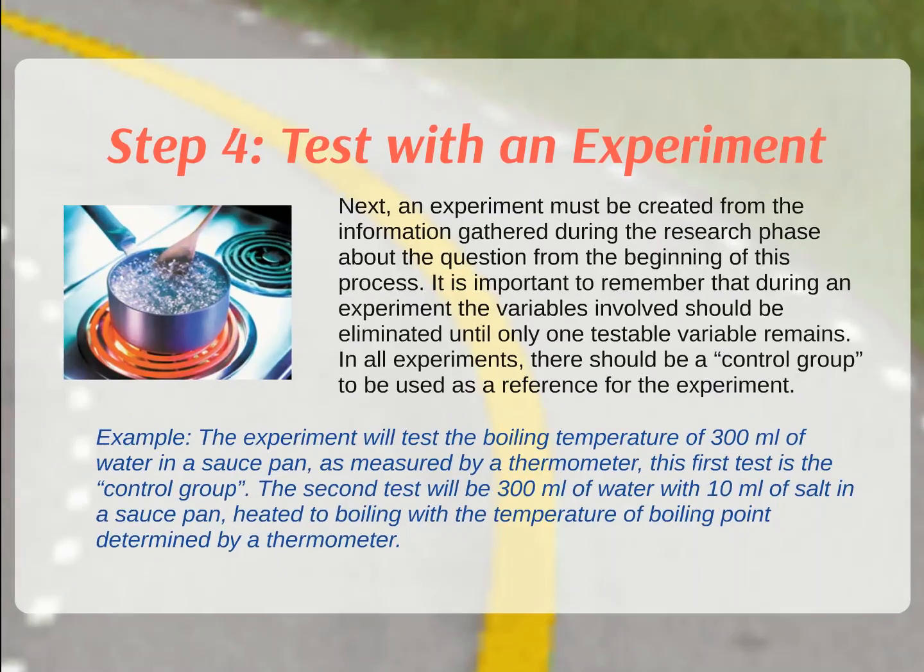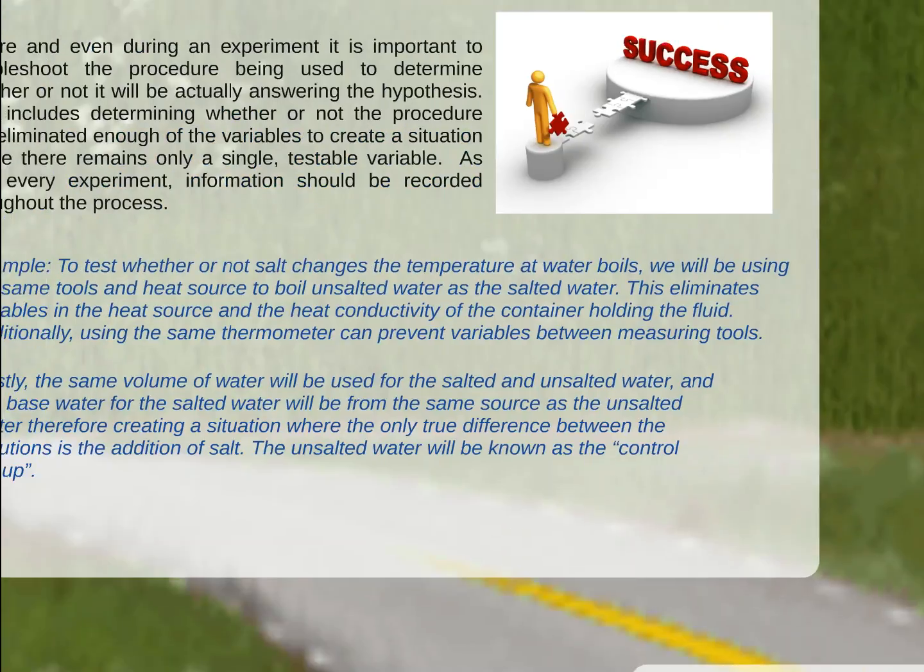Step 4. Test with an experiment. Next, the experiment should be created from the information gathered during the research phase about the question from the beginning of this process. Example: this experiment will test the boiling temperature of 300 milliliters of water in a saucepan as measured by a thermometer. This first test is the control group. The second test will be 300 ml of water with 10 ml of salt in a saucepan, heated to boiling with the temperature of the boiling point determined by a thermometer.